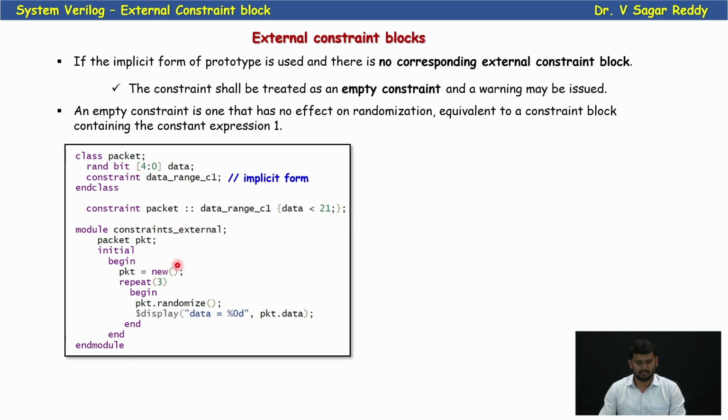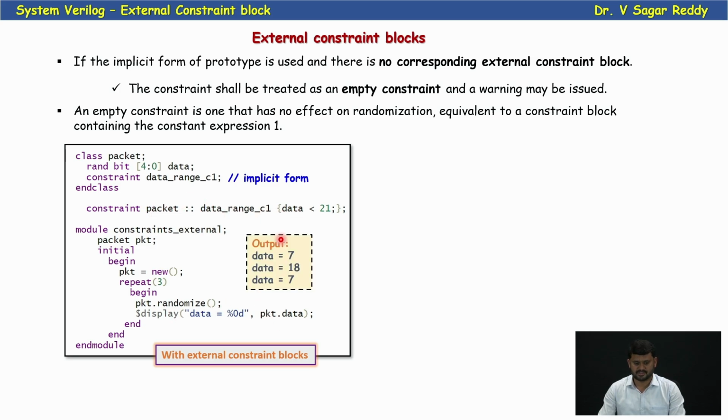Now I create one module, creating a handle. In initial begin, creating an object. I'm executing this 3 times, repeat 3. So I'm randomizing this pkt object 3 times. Now I'm displaying that data value. If you see this output, this is with an external constraint block, and it is an implicit form. The output is data is equal to 7, data is equal to 18, data equal to 7.